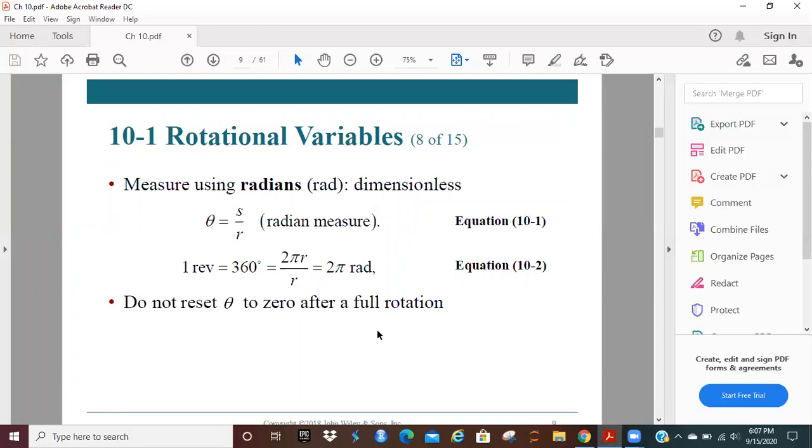Now we're going to measure this using radians. The radian measure, again, is going to be the length of this particular arc divided by the length of the radius. And that's how our angle is going to be described. It's not going to be described in degrees, but in radians. If you go through an entire revolution, you're looking at 360 degrees. 360 degrees is going to be the same thing as 2πr. If you divide that by r, then you have 2π radians. And don't reset theta to 0 after a full rotation. Just keep going.